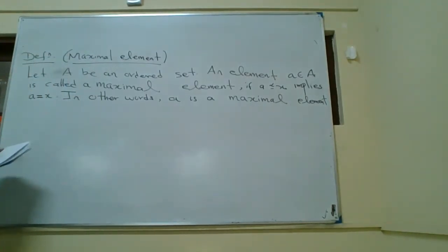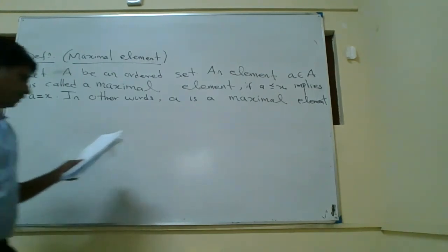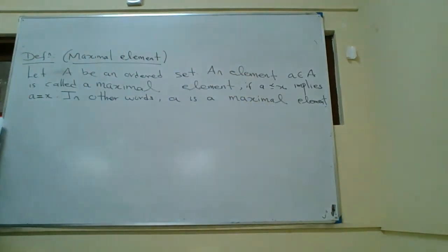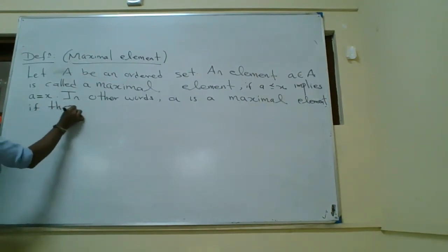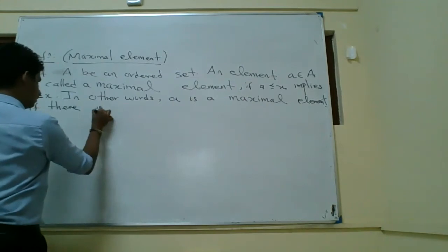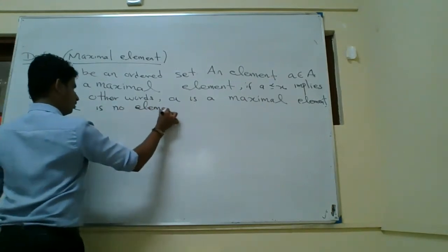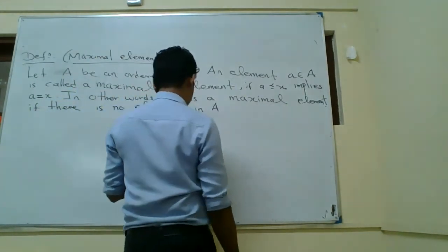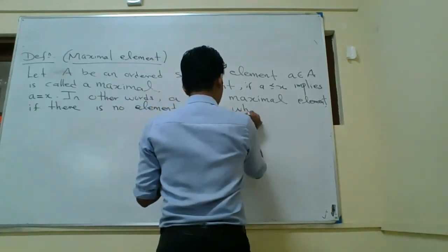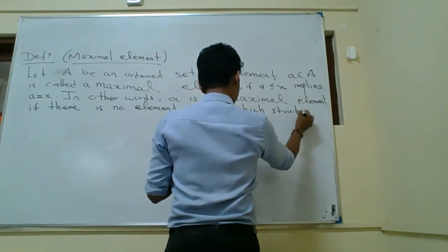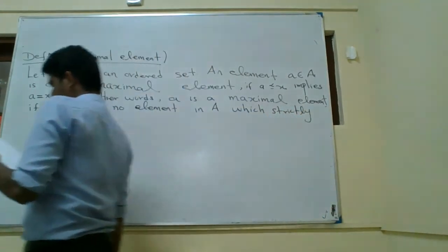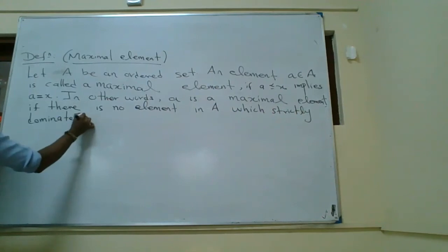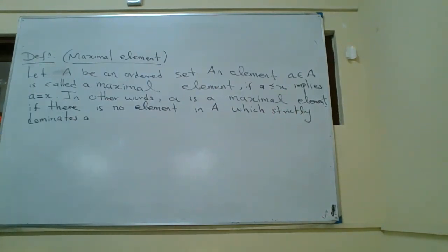In other words, a is a maximal element if there is no element in A which strictly dominates a.